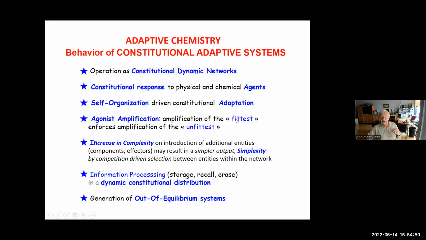Agonist amplification means that the fittest can amplify the unfittest. An increase in complexity, that means adding one more effector or even more than that, leads to a simpler output, which you may call simplexity. Information processing occurs in a constitutional dynamic distribution. You can store information, you can imprint it, and then recall it when the imprinted distribution is put again in contact with what the imprinter was, and you can generate out of equilibrium systems.